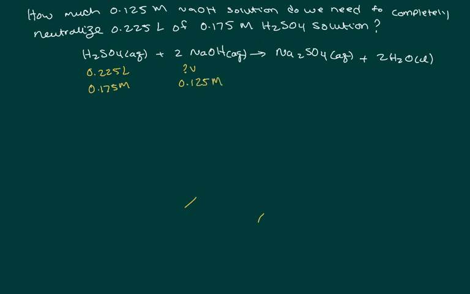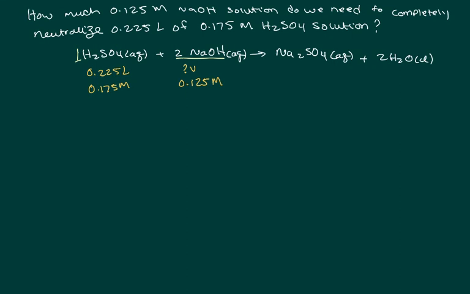Now you probably say, okay, fine, use M1 times V1 is equal to M2 times V2. The only problem is we could only use that equation if we had a 1-to-1 ratio of moles. Here you can see that according to my reaction, for every 1 mole of sulfuric acid, I need 2 moles of sodium hydroxide to react it with.